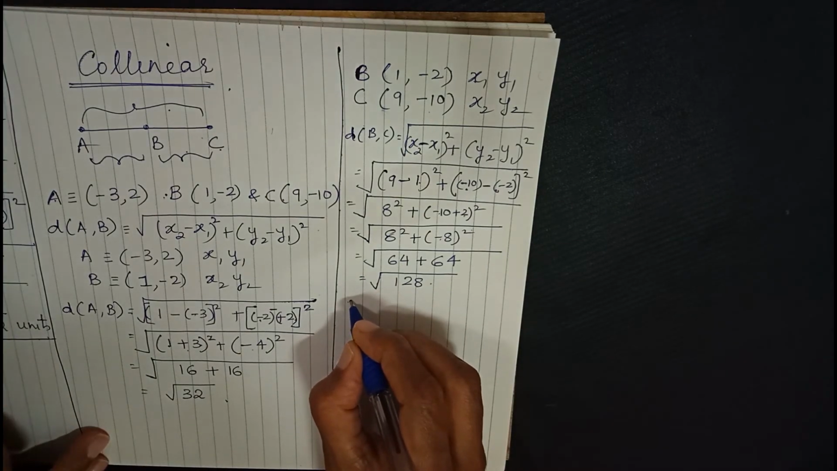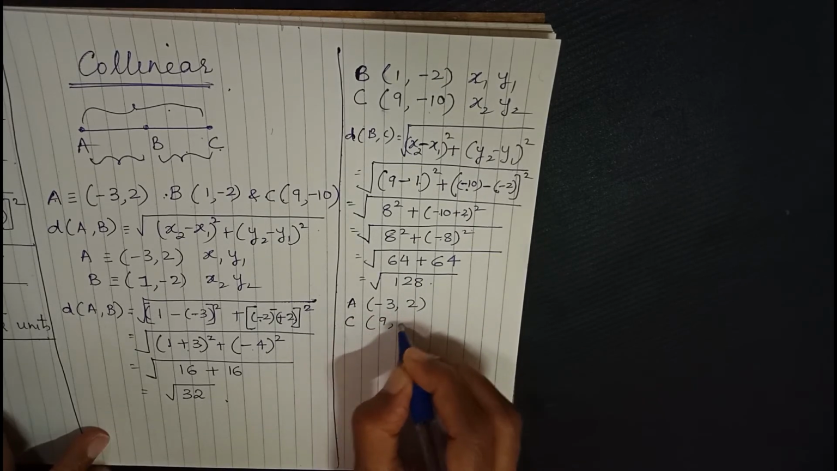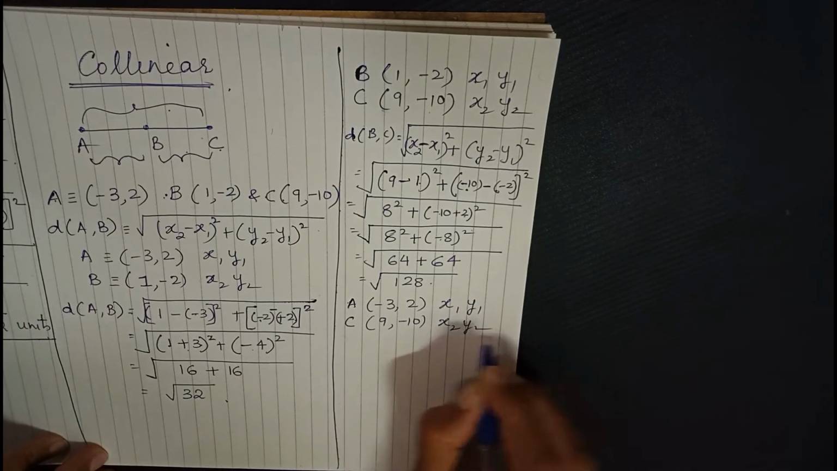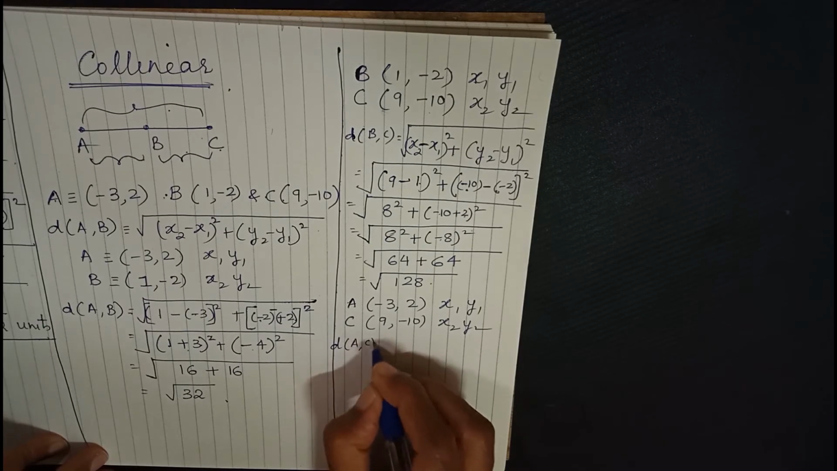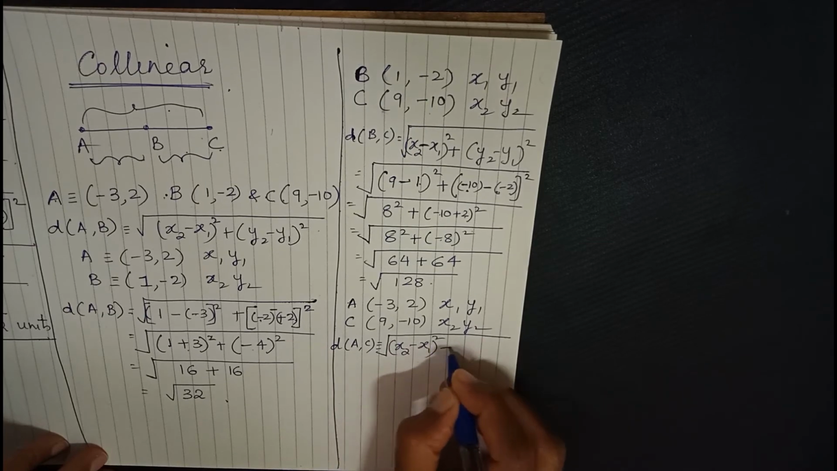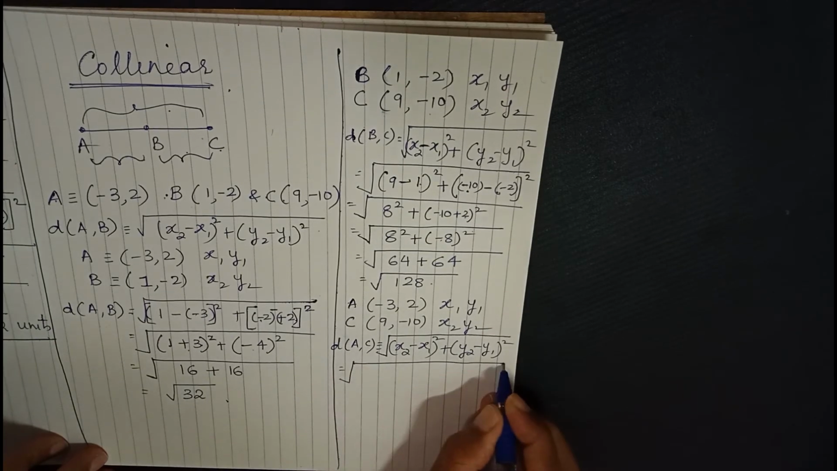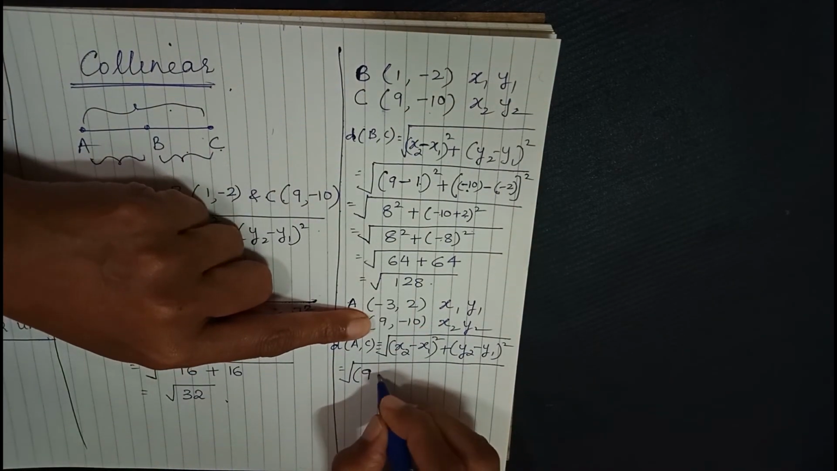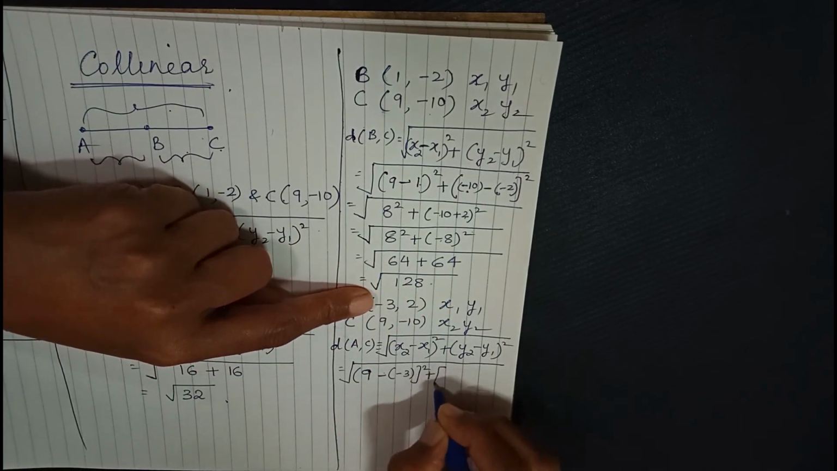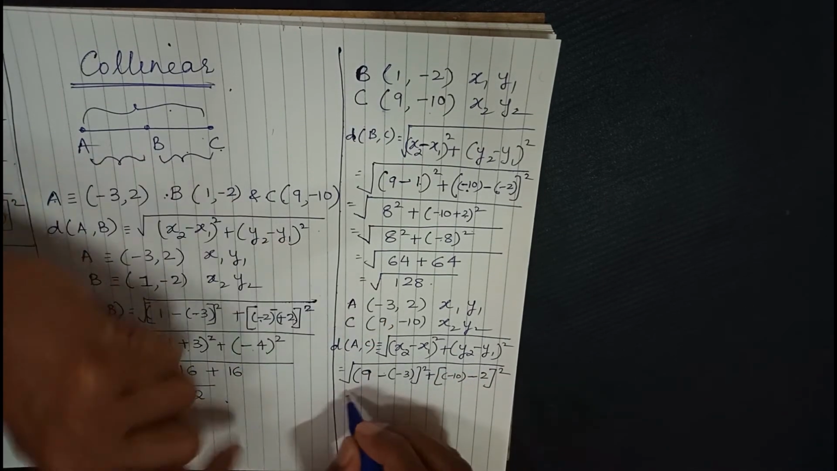Then we find out distance AC. A is minus 3 comma 2 and C is 9 comma minus 10. So again I take A as x1 y1 and C as x2 y2. Let's find out distance AC. Again our formula: x2 minus x1 the whole square plus y2 minus y1 the whole square. Let's substitute the values. x2 is 9 minus, from the formula, x1 is minus 3 the whole square. Next y2, which is minus 10, minus y1 the whole square.